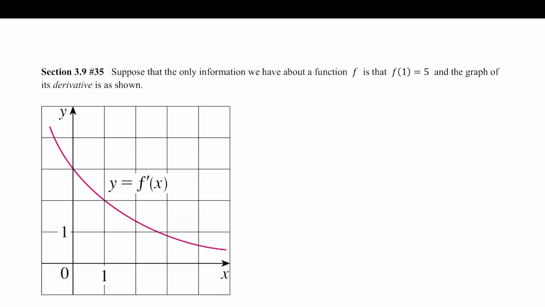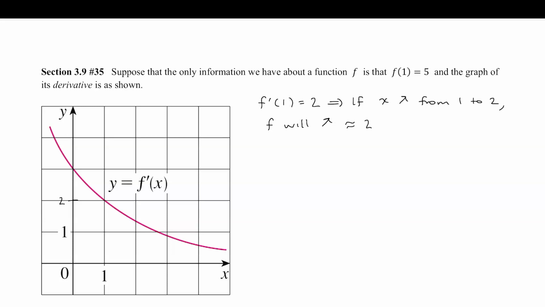In section 3.9, number 35, we are given the fact that the function value f of 1 is 5, and we're given the graph of the derivative, and we're supposed to use a linear approximation to estimate f of 0.9 and f of 1.1. So first of all, f prime of 1 is 2, according to the graph. Again, that's a picture of f prime, not f.